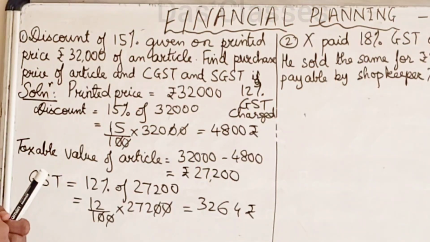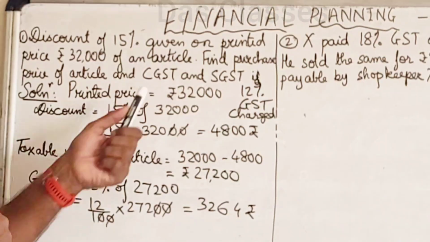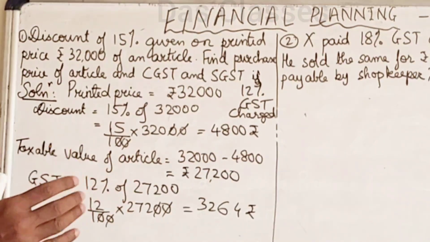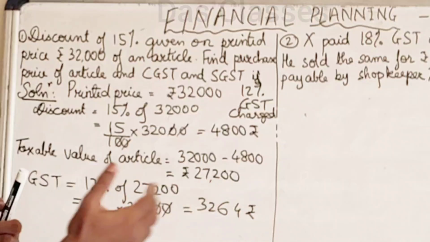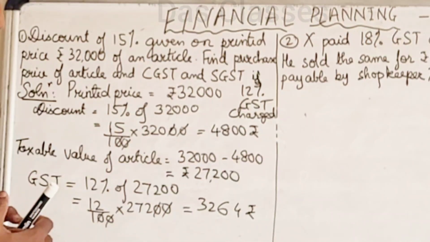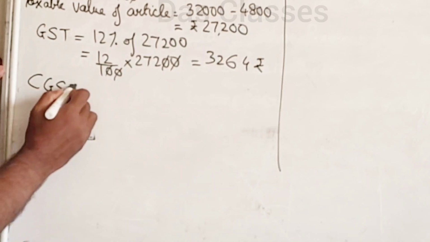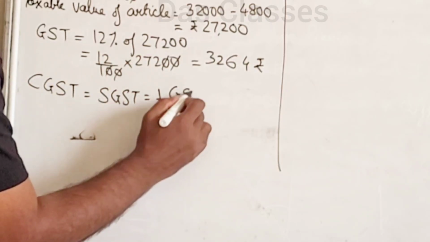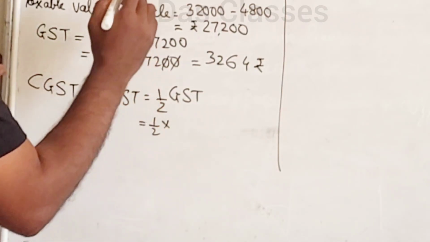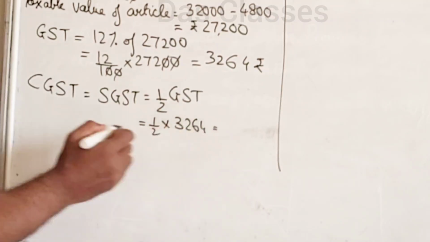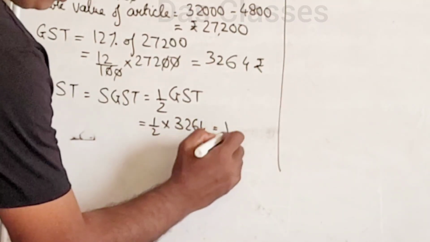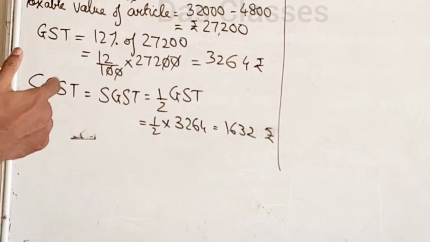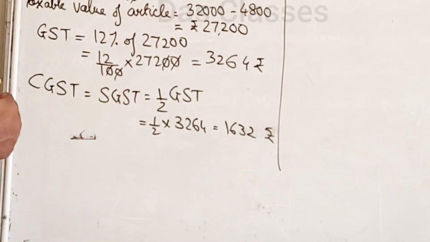the central goods, service and tax, that is to be paid to the center, and SGST, that is the state goods, service and tax, that has to be paid to the state. So that is always equal, divided half. So half has to be given to the center and half to the state. So CGST is going to be equal to SGST, which is half of the GST, the total tax collected. So that's going to be half into 3,264. So you just divide it. 2 1s are 2, 6 is 3, 2. So 1,632 has to be paid to the center and 1,632 to the state.